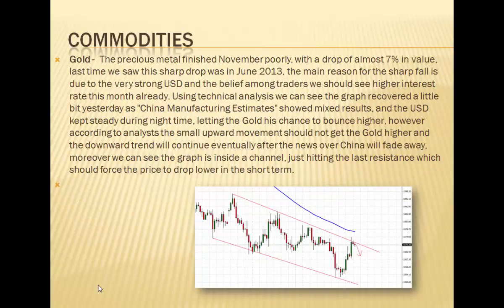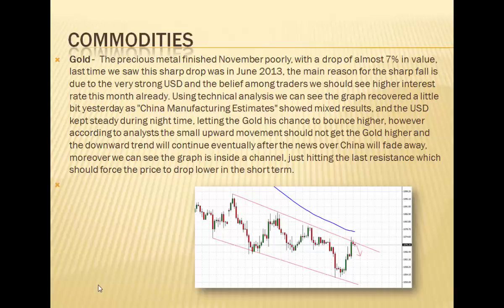Commodities. Gold. The precious metal finished November poorly with a drop of almost 7% in value. Last time we saw this sharp drop was in June 2013. The main reason for the sharp fall is the very strong US dollar and the belief among traders that we should see higher interest rate this month already.